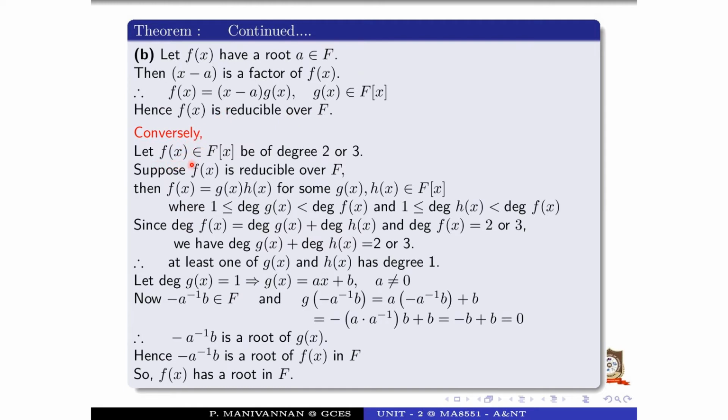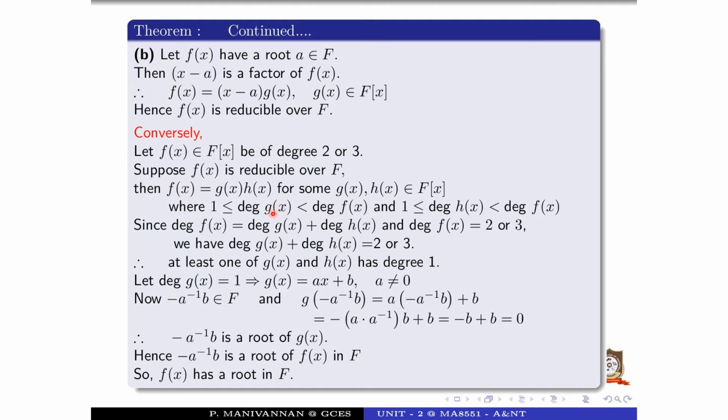let f(x) belonging to F[x] be of degree 2 or 3. Suppose f(x) is reducible over F, then f(x) equals g(x) into h(x), for some g(x) and h(x) belonging to F[x]. We know that the degree of g(x) is greater than or equal to 1 by the reducible condition, which is less than the degree of f(x). Why? It is reducible.